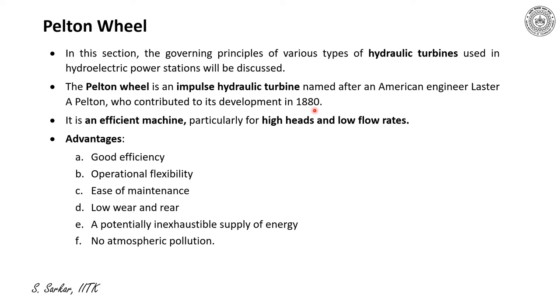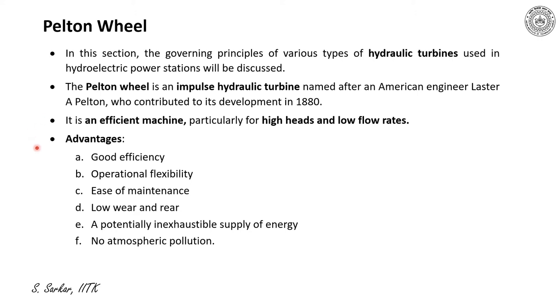However, they are still in use. So let me tell you about the characteristics of the machine. It is an efficient machine, particularly for high head and low flow rate. Thus, the Pelton wheel is a low specific speed machine rotating at low RPM.